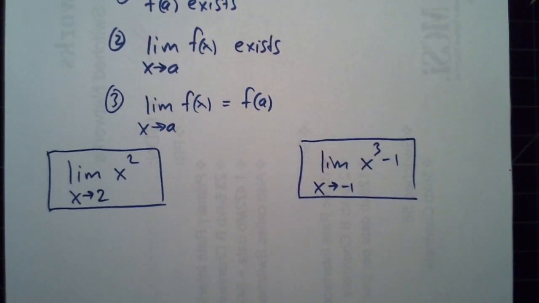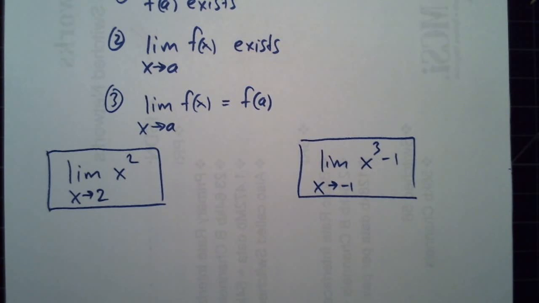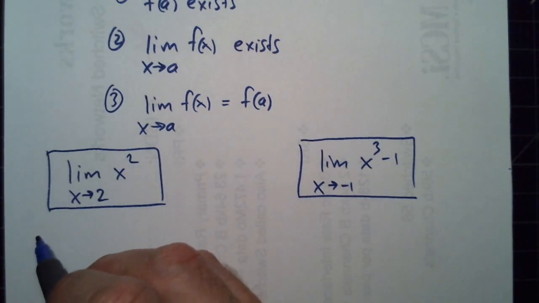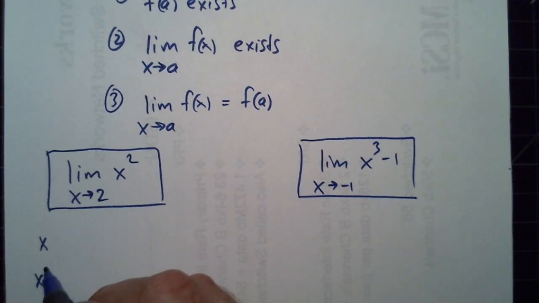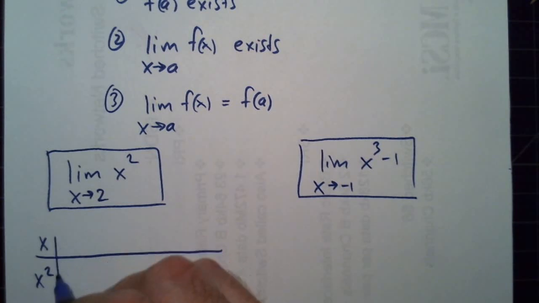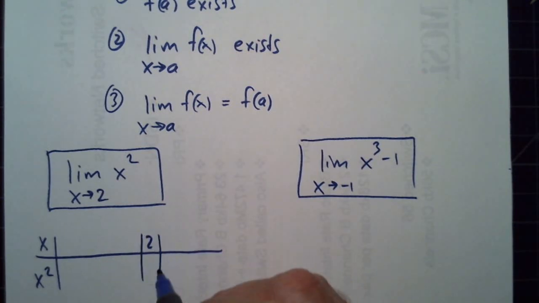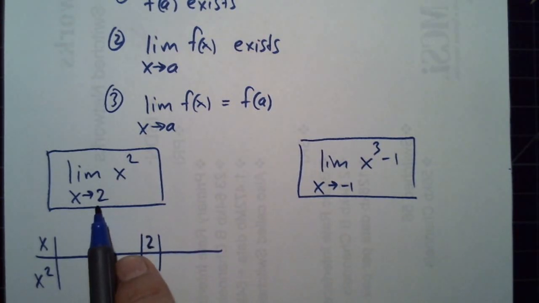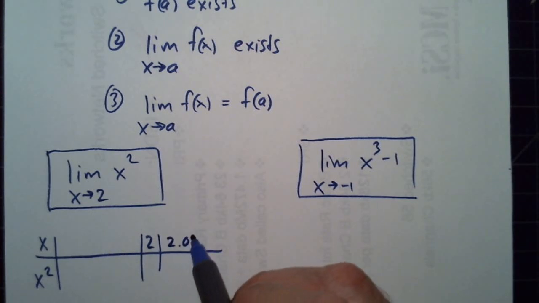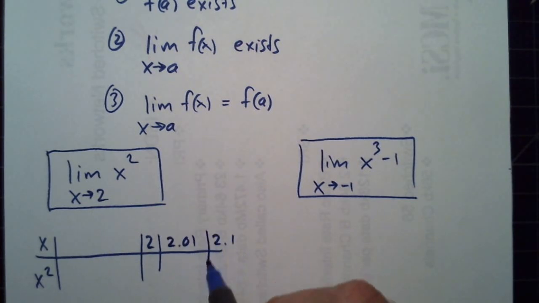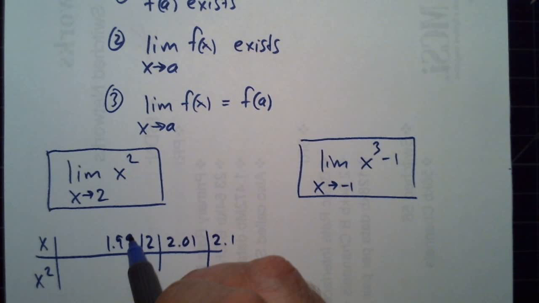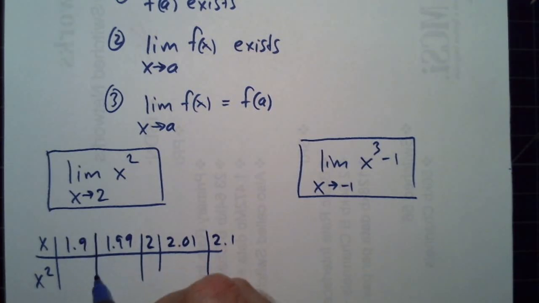All right, so how can we talk about limits? This is not continuity, it's just looking at a limit. And we have x squared. We need to get close to 2, so that could be 2.01, 2.1, 1.99, 1.9. We want to look at what the y values are doing from both sides.